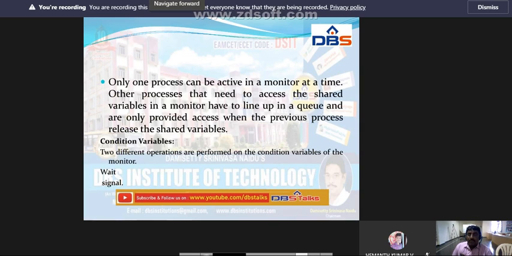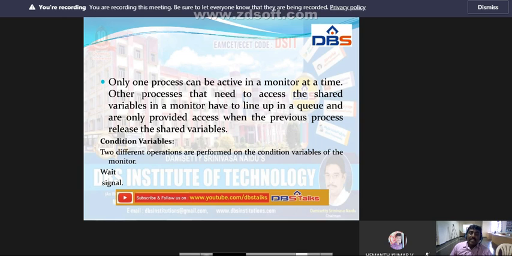Only one process can be active in the monitor at a time. In the monitor, only one process will be in the active position. Other processes that need to access the shared variable in a monitor have to line up in a queue and are only given access when the previous process releases the shared variable.